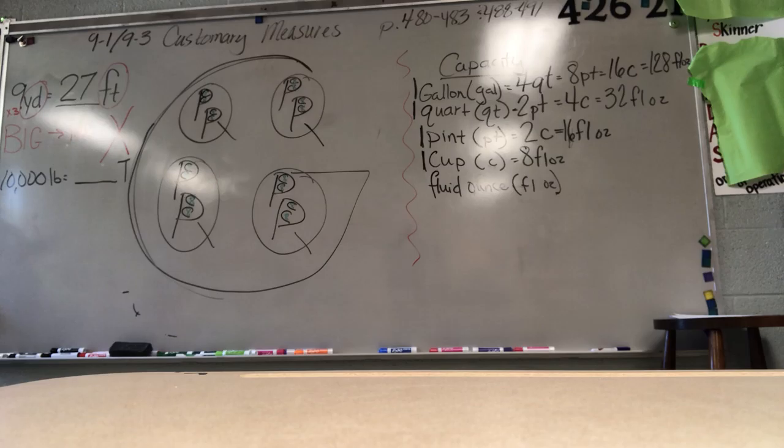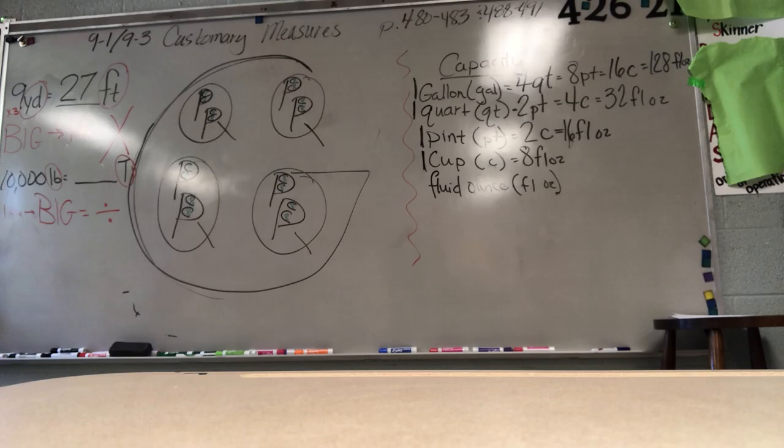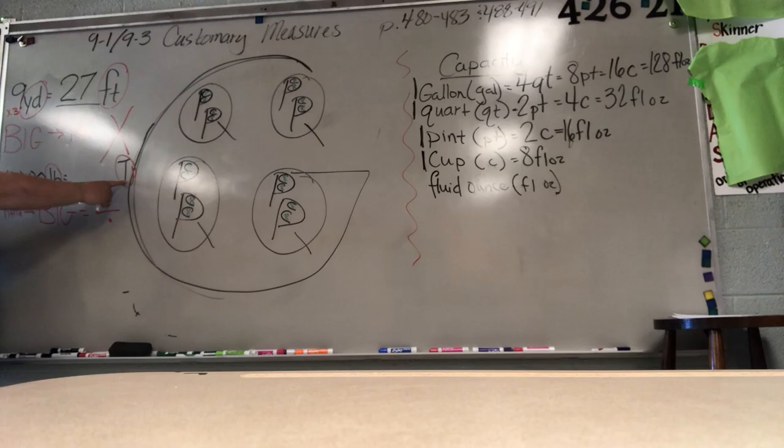Okay, am I going from little to big or big to little? So, guess what? If I'm going from little to big, guess what I'm going to do? I am going to divide. I want this to be a smaller number. So my question is, how many pounds equal to 1 ton? 2,000. To get 1 ton, it's 2,000 pounds. So I'm going to divide by 2,000, which leaves me 5. Because I can get rid of the zeros. 2 will go into 10, 5 times.